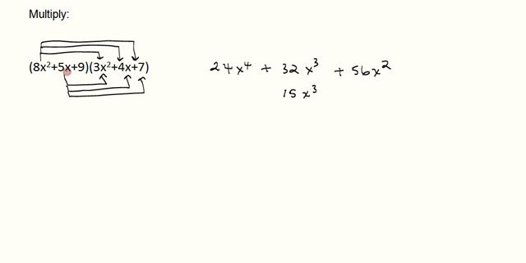And we take the 5x times the next term here, 5x times 4x. Well, 5 times 4 is 20, and x times x is x squared. So we have 20x squared, lining it up with that x squared term. And then we take the 5x times the 7. Well, 5x times 7 gives us 35x.